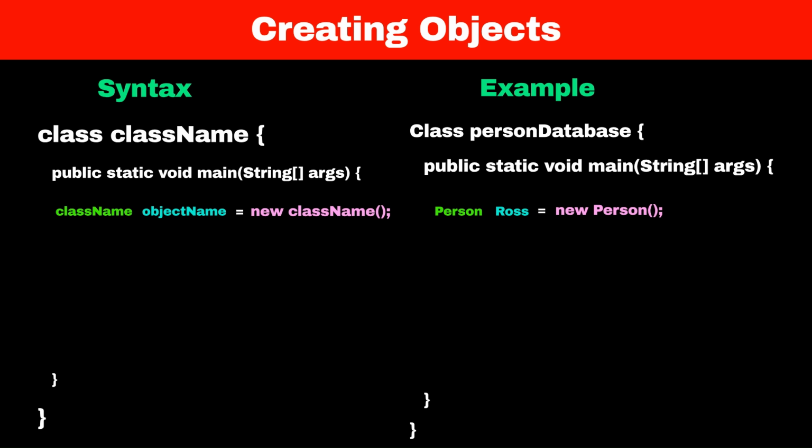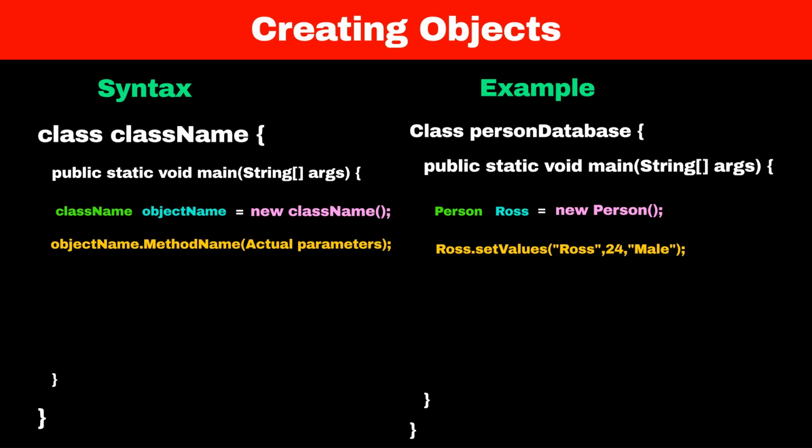So let's call the method to set the values of our class variables. To call the method, we have to use object.methodName. In our case, it will be Ross.setValues, which will take three parameters: actual name, age and gender. In our case, name will be Ross, age will be 24 and gender will be male.